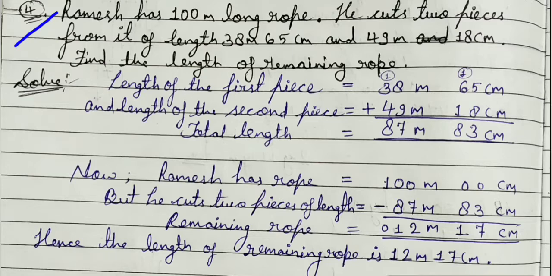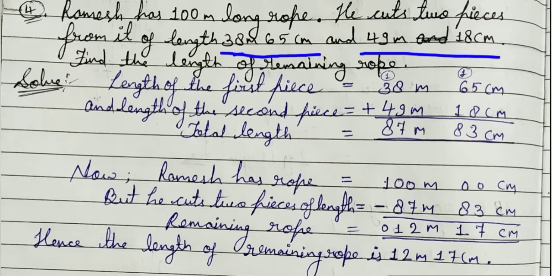Okay, so let's see first what is the question. The question is, Ramesh has a 100-meter long rope. But your rope, it means rassi. So Ramesh has a 100-meter long rope. He cuts 2 pieces from it. Focus here, how many pieces? 2 pieces, of length 38 meter 65 centimeter and 49 meter 18 centimeter.